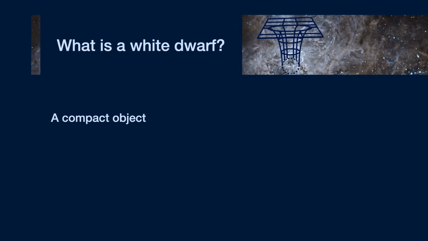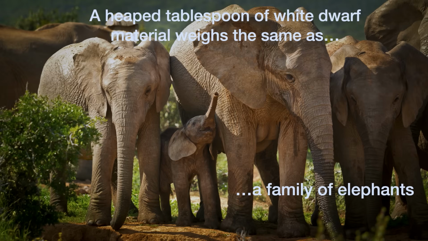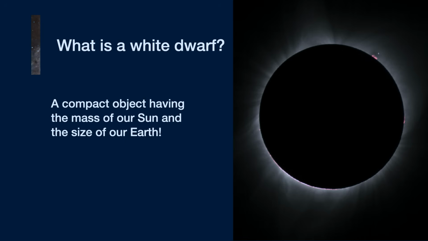I've previously illustrated in a past lecture, or tried to illustrate, the density of white dwarf material by saying that a tablespoon of white dwarf material weighs the same as a family of elephants. But I want to give you a new way of thinking about the density of a white dwarf, the relic of a star, today. A white dwarf is a compact object having the mass of our Sun, but the volume of the Earth. That's how dense a white dwarf is.